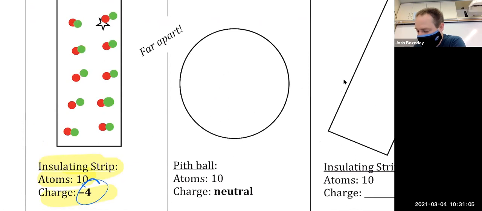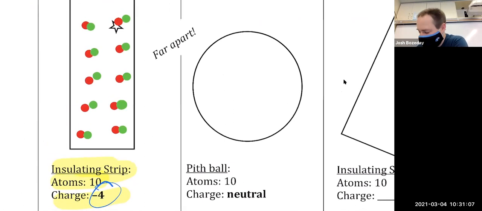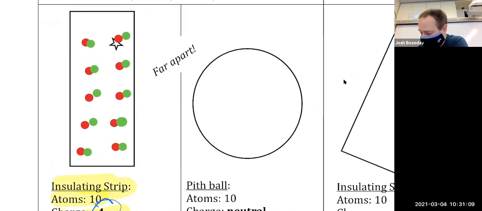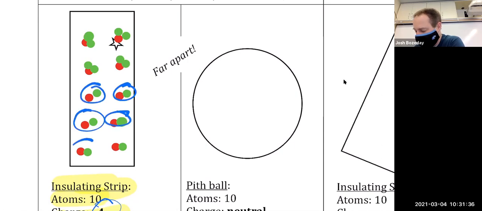Now we need 4 more electrons. And because this is an insulator, we know that those 4 extra electrons are going to stay where they were originally put. And we know that we put them by this star. So we need 4 electrons near that star. So I'm going to go 1, 2, 3, 4. So I'm going to give those 4 the extra electrons. The last thing to remember is to make your pen skinnier again, and then circle the neutral guys. So this guy, this guy, this guy, this guy, this guy, this guy.